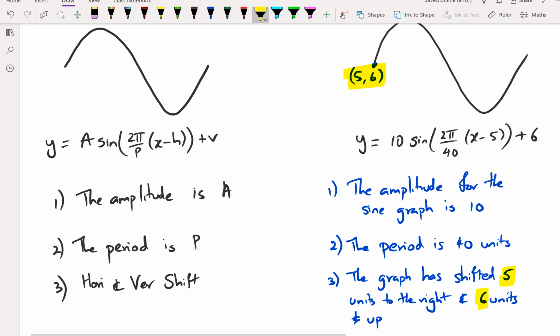If it's negative, it's the opposite direction. All right? If say instead of positive 5 and 6 there was a negative 3 and 2, then it'll be 3 units to the left and then 2 units up. So that's just something to keep in mind. That's all you need for the sine graph.